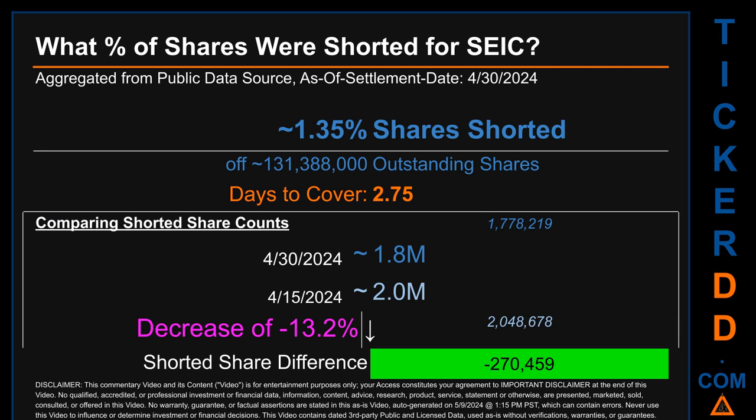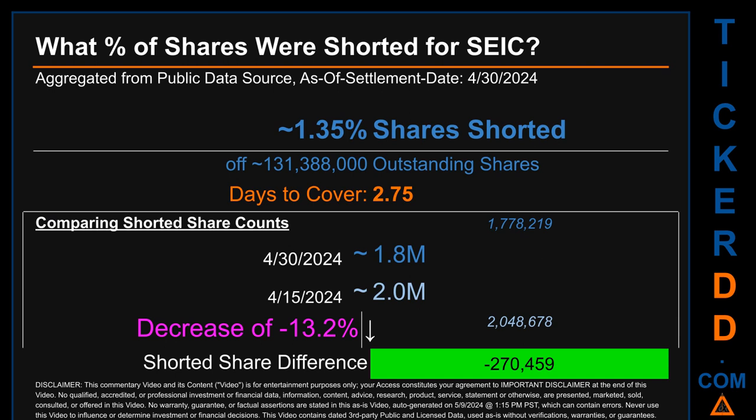What percentage of shares were shorted for SEIC for the 2-week period, ending on settlement date, April 30, 2024? About 1.8 million shares of SEIC were shorted out of a total of approximately 131.4 million outstanding shares. Therefore, for SEIC, based on as is, discovered, public data when this video was generated, the ticker has a short interest of roughly 1.35%, which I got by taking the number of shorted shares and dividing it by the number of outstanding shares to get the percentage value. Days to cover is 2.75.